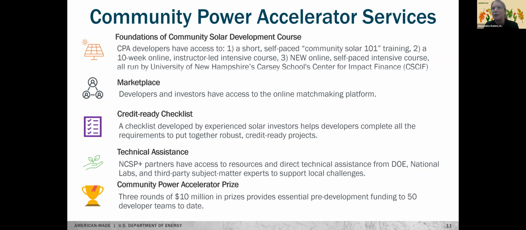So if you're dealing with a particularly sticky question, you are working with a property that has a unique watershed on it, for instance, you can leverage one of our partners in our technical assistance program to really hone in and get solutions to those problems. And then, of course, we're here today because of the Community Power Accelerator Prize, which is really essential in getting that pre-development funding. We have funded 50 developer teams to date. We've done 2 rounds, and now we're in the 3rd round.